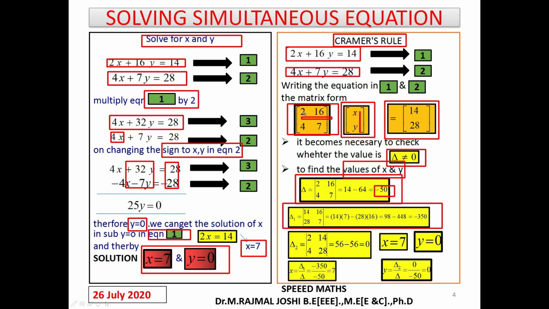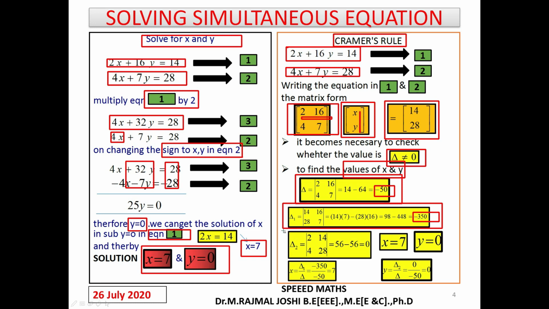The coefficients you have in column 1, the x coefficients 2 and 4, replace them with 14 and 28. So from the del we change 2 and 4 to 14 and 28, and we keep 16 and 7 as they are in the second column. Once again find the determinant: 14 into 7 minus 28 into 16. 14 into 7 is 98, and 28 into 16 is 448. On simplification, we get the del 1 answer as minus 350.